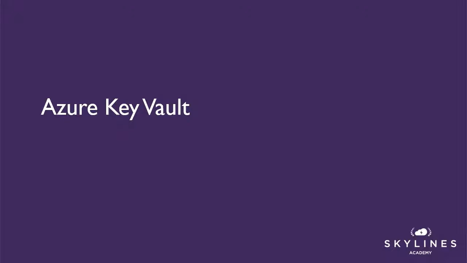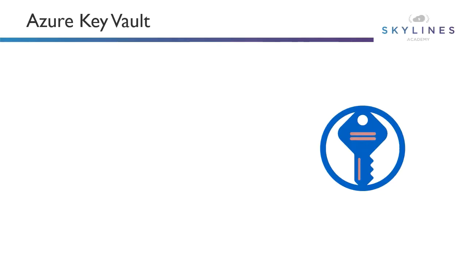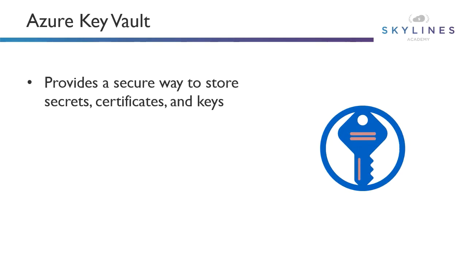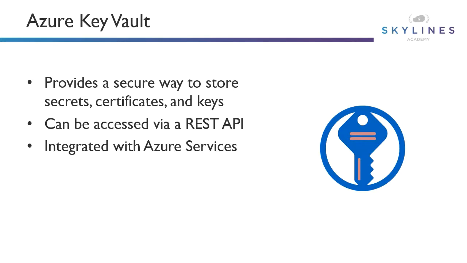In this section, we're going to take a look at Azure Key Vault and how it can be used to help us secure our applications. Azure Key Vault provides a secure way to store our secrets, keys, and certificates within Azure. The data can be accessed with the REST API, so it can be integrated with other services. It can also be integrated with Azure resources, so everything is handled in the backend. You just need to point to the secret and let Azure handle the rest.